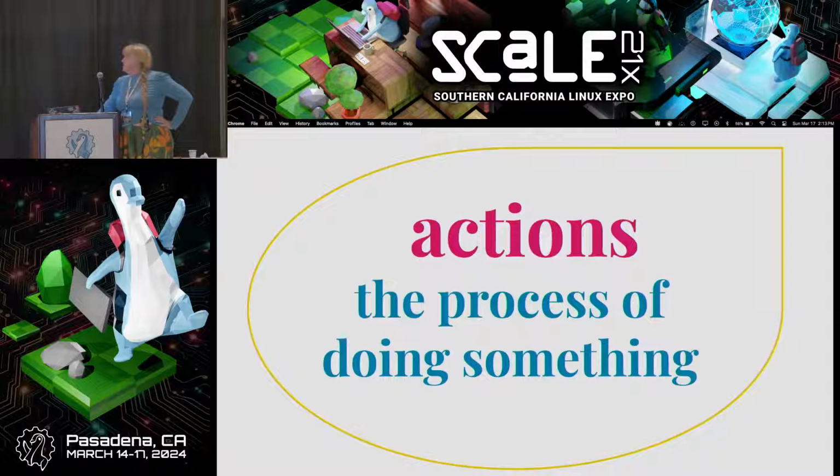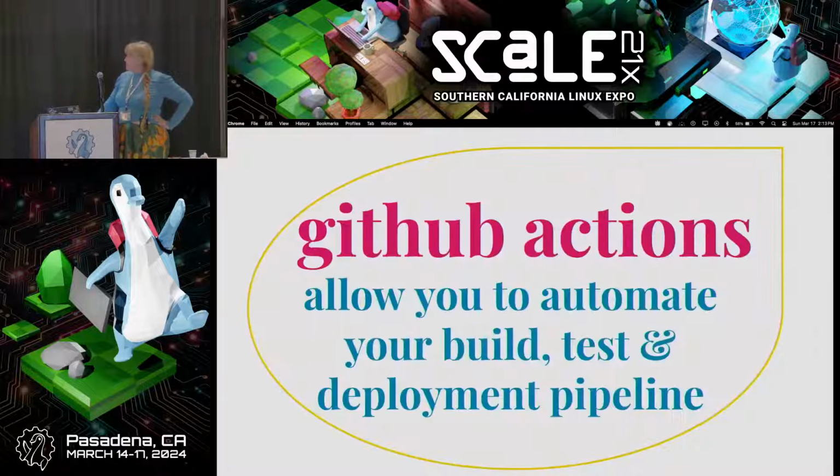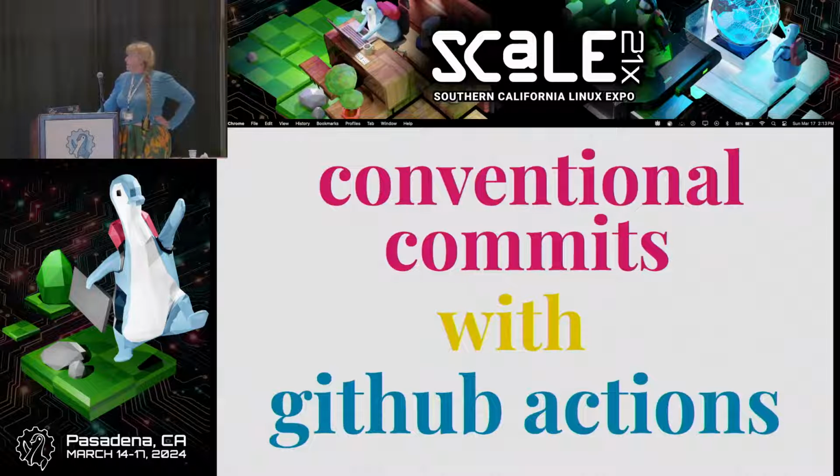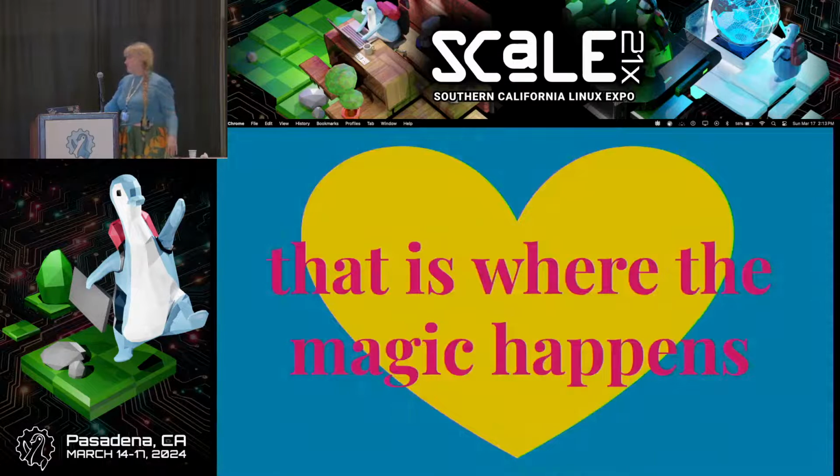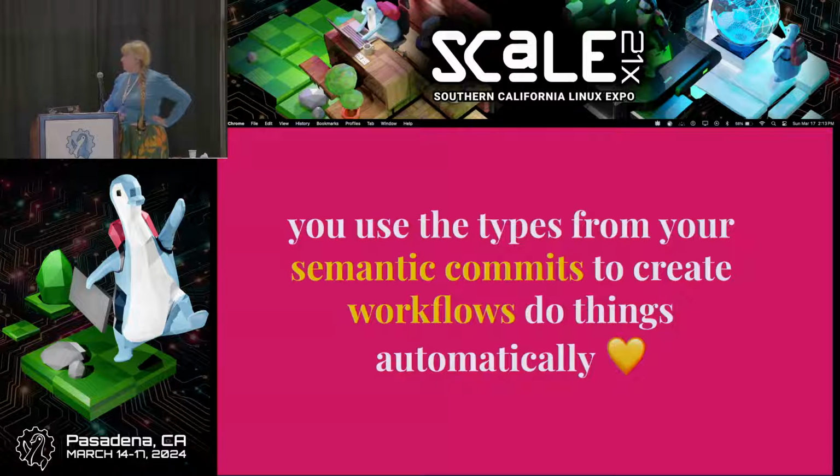So actions, it's the process of doing something. GitHub Actions allow you to automate your build, test, and deployment pipeline. Conventional commits with the GitHub Actions, that's where the magic happens. Conventional commits on their own, they're pretty, but conventional commits with GitHub Actions, it's very powerful. You can use the types from your semantic commits to create workflows to do things automatically. And automation is the key to developer happiness and DevOps happiness. Well, probably not, but DevOps happiness a little.